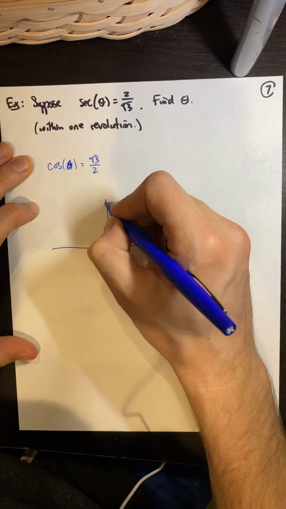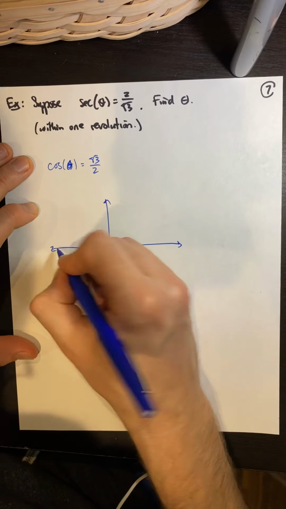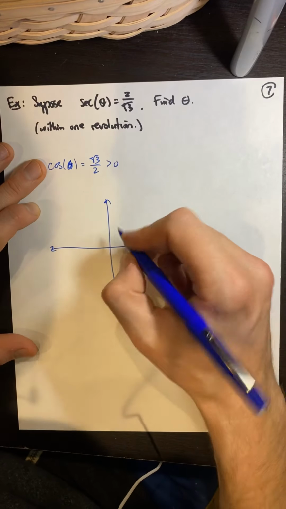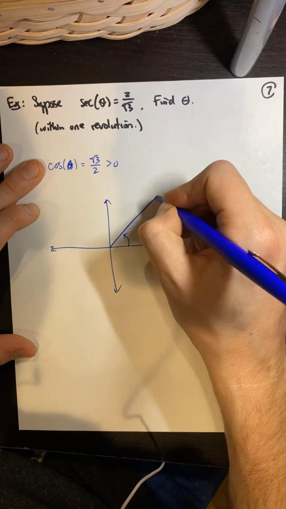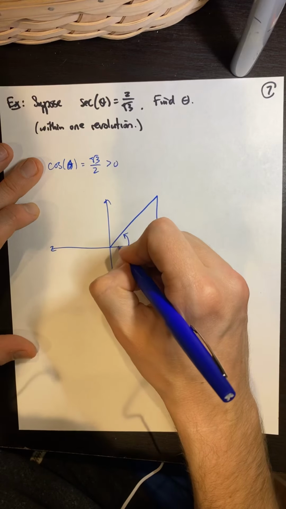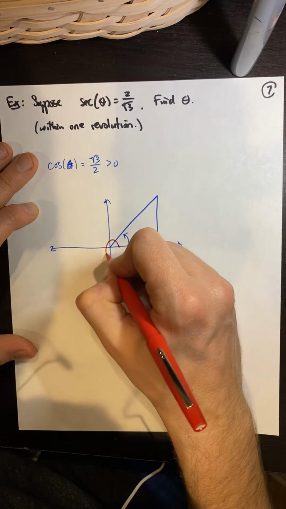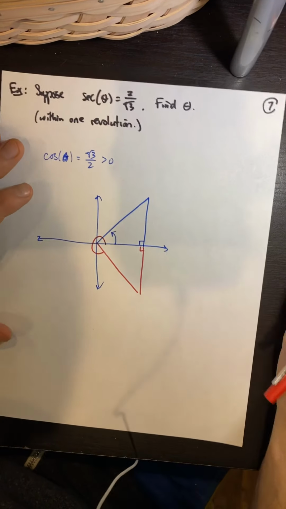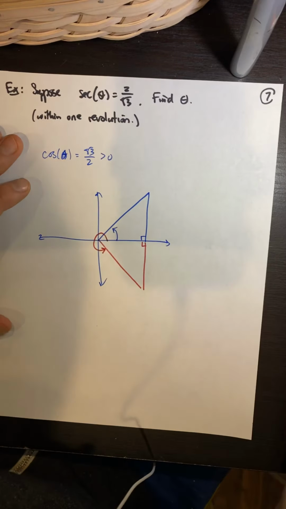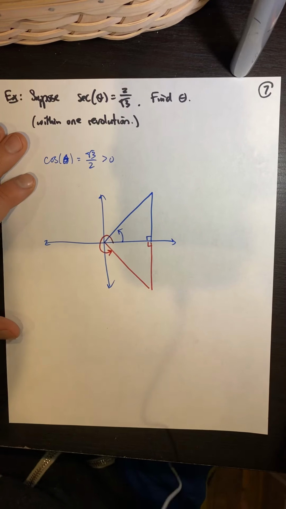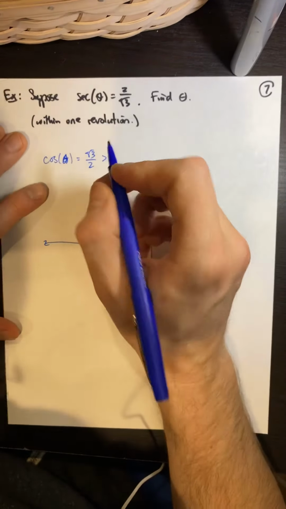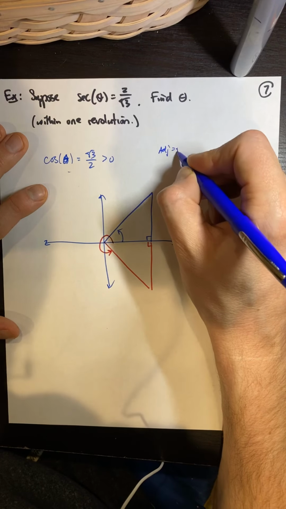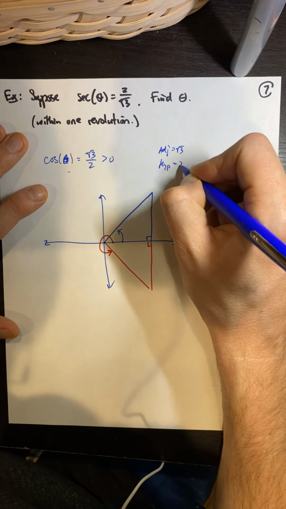So the first thing you can think is, okay, where is cosine positive? Well, since cosine is root 3 over 2, this number is greater than 0. So I know that theta has to be in either the first quadrant, or it could be this angle right down here that lands me in the fourth quadrant, because I know that those two quadrants are where cosine is positive. Now, since I know cosine is root 3 over 2, that tells me the adjacent side is root 3, and the hypotenuse is 2.